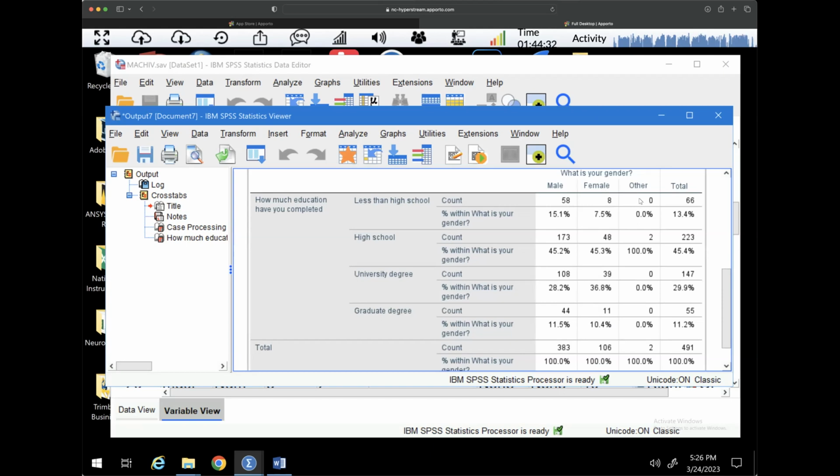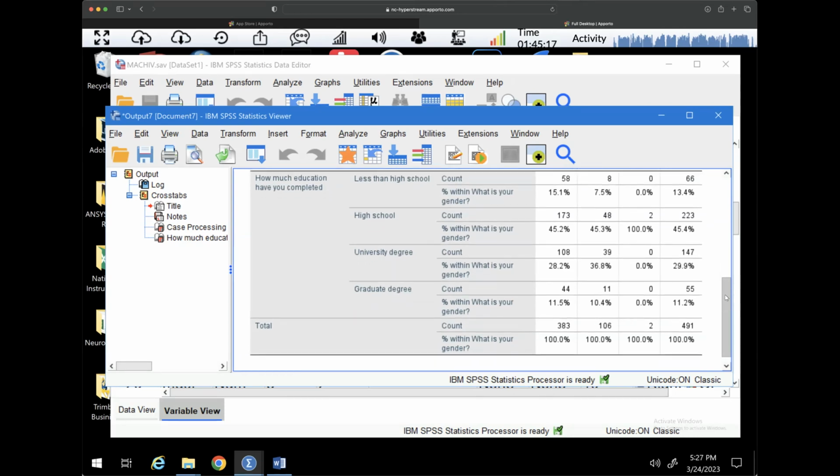Now I could do the same for female, for other, and then total would be that total in the dataset: 66 people had less than high school, 223 people had high school level of education, 147 university degree, 55 graduate degree. And that total is 491 of our 500 person dataset. So when I'm talking about cells, I'm talking about one of these where we have the values of one variable dependent on the values of the other variable. So what I want to know is what I'm looking at with my crosstabs or with my chi-square, and it's chi, not chi, chi-square.